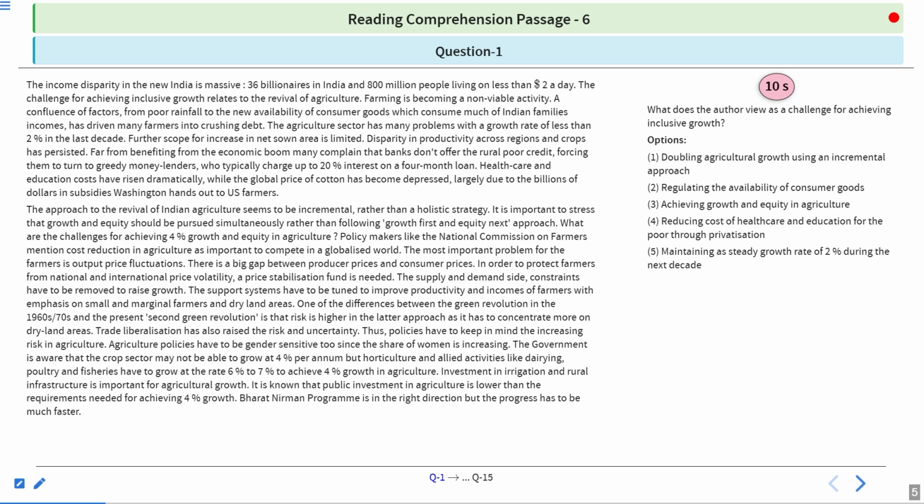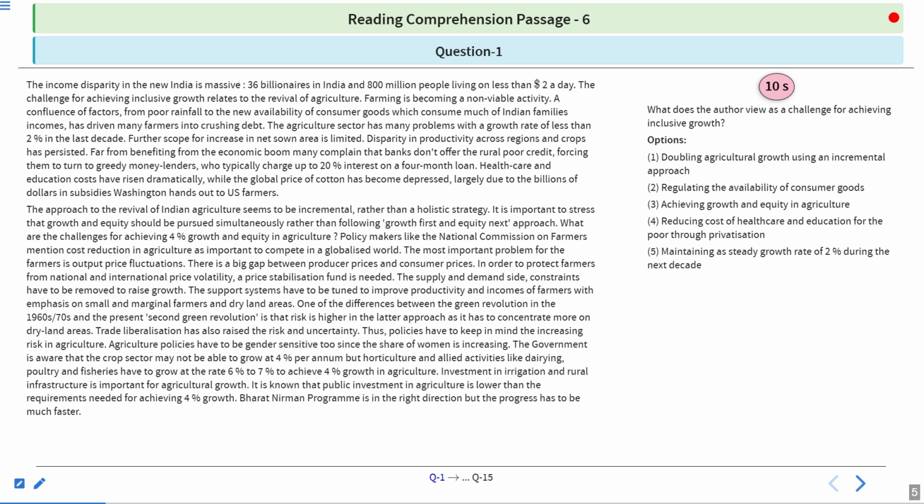Healthcare and education costs have risen dramatically, while the global price of cotton has become depressed, largely due to the billions of dollars in subsidies Washington hands out to US farmers. The approach to the revival of Indian agriculture seems to be incremental rather than a holistic strategy. It's important to stress that growth and equity should be pursued simultaneously rather than following a growth-first and equity-next approach. What are the challenges for achieving 4% growth and equity in agriculture?